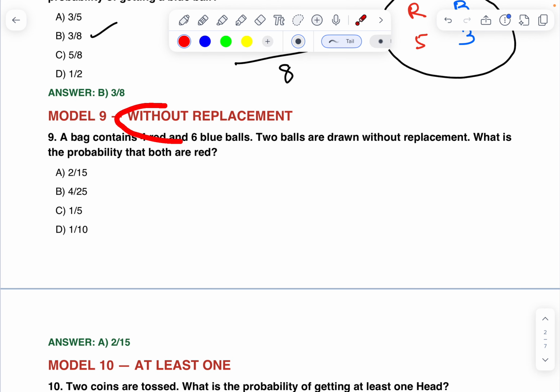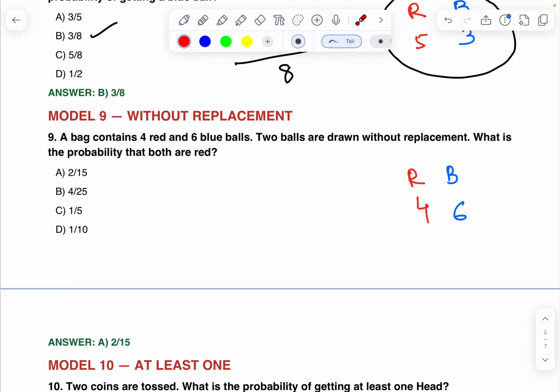Without replacement. A bag contains 4 red and 6 blue balls. Red 4 and blue 6. 2 balls are drawn without replacement. What is the probability that both are red?